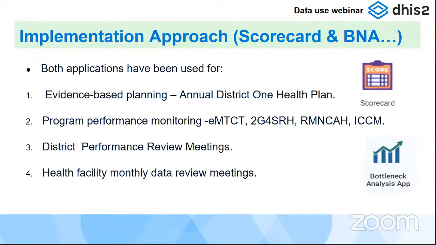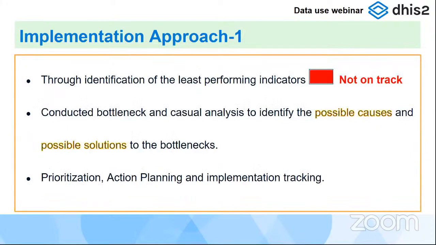Both applications have been used for evidence-based planning in the annual District Health Plan, and program performance monitoring of those different programs as listed. They have also been used in the district performance review meetings and the whole facility monthly data review meetings too. Through identification of the least performing indicators, we conducted bottleneck and causal analysis to identify the possible causes and possible solutions to the bottlenecks. Prioritization, action planning, and implementation tracking followed suit.